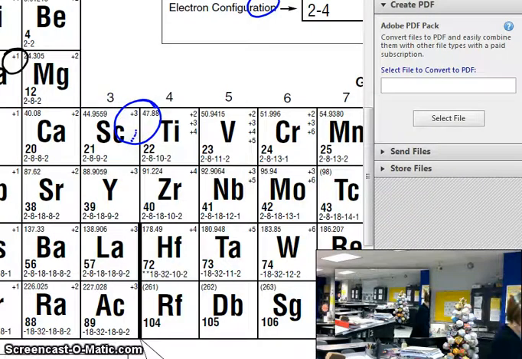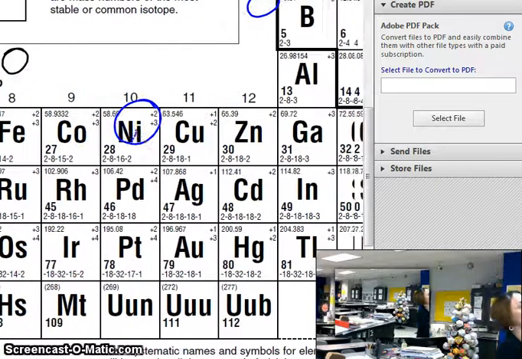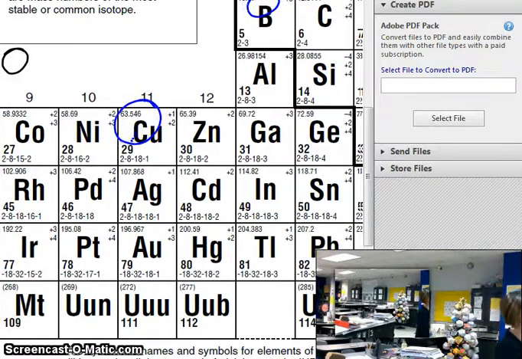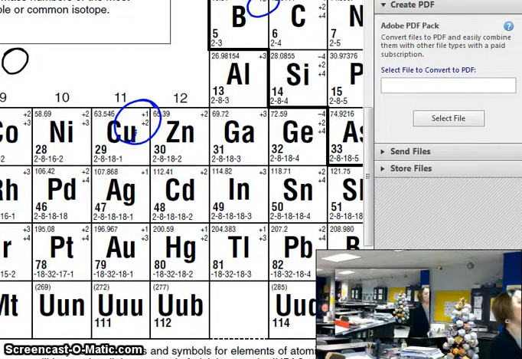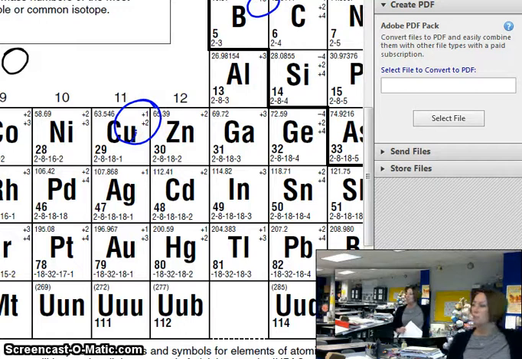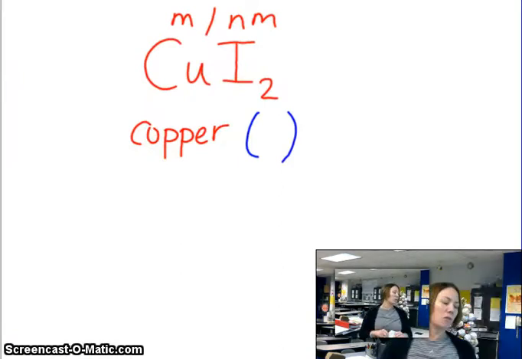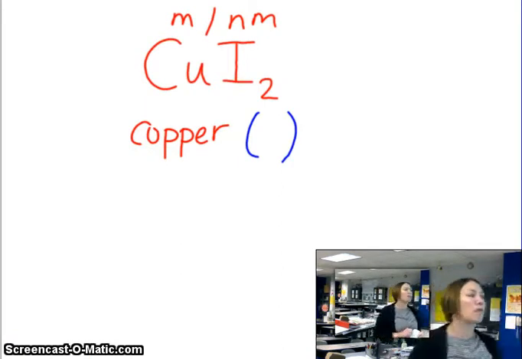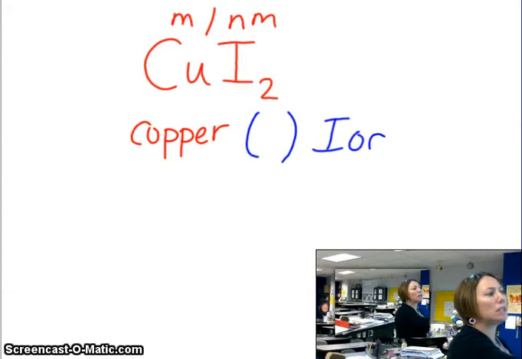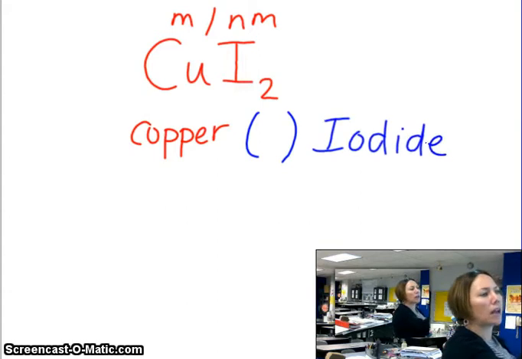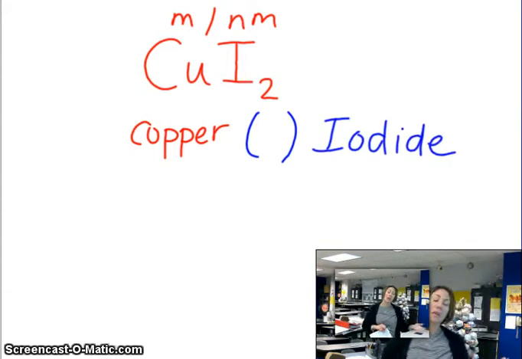So if we go here and look up copper, there it is. Copper has more than 1 charge in its box. So what we will need to do then is put parentheses after its name. That's what you do when the metal has more than 1 charge. You name your non-metal, iodine, drop the ending, and add IDE. So this is copper something iodide.